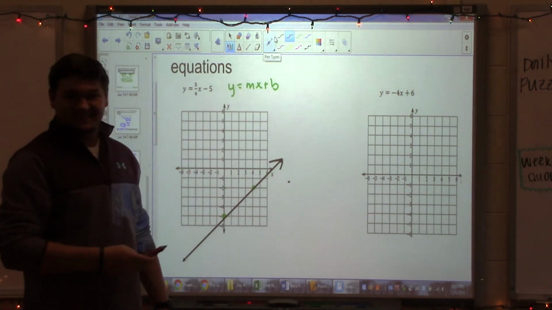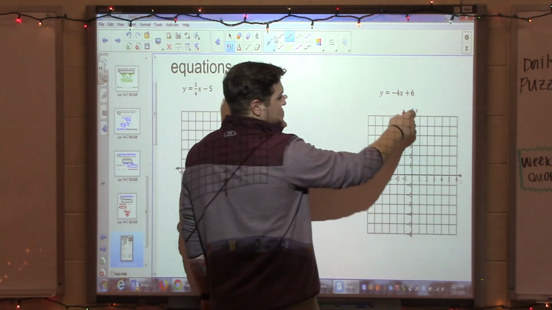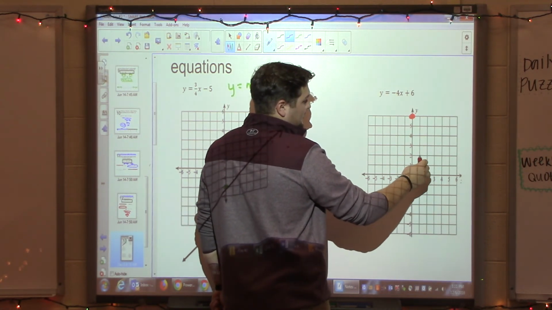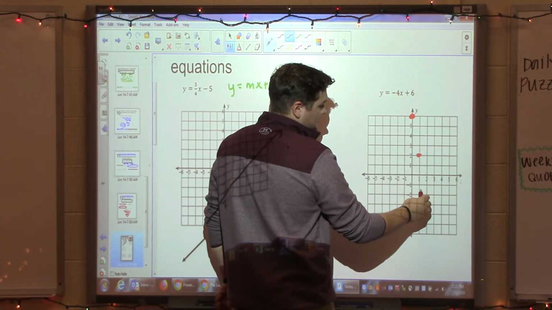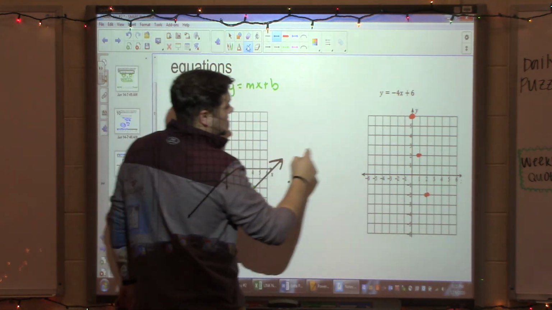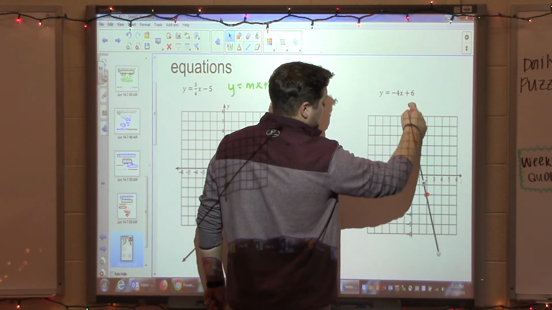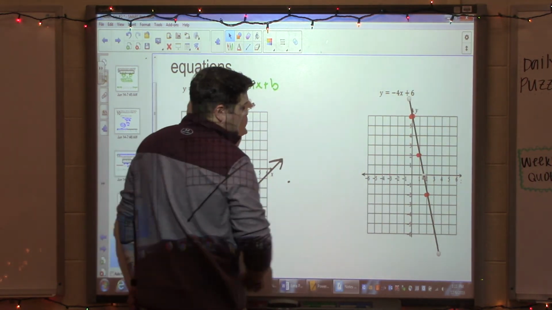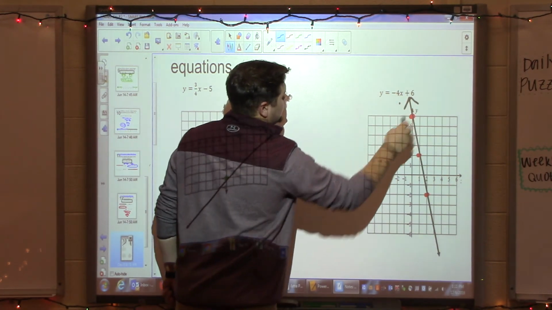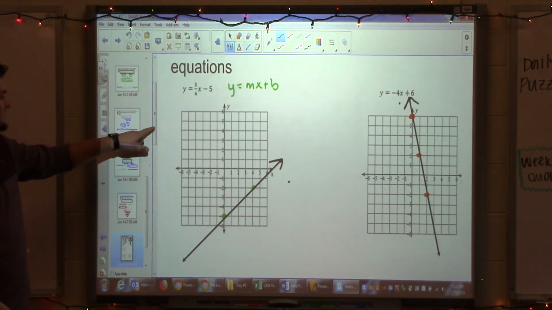Alright, 2-in-1 special. y-intercept is at 6. Negative 4 over 1 is my slope. Down 1, 2, 3, 4 over 1. Draw a line. Alright. Those ones are easy, right? y equals mx plus b. What about that last one? Has anyone done the last one yet?